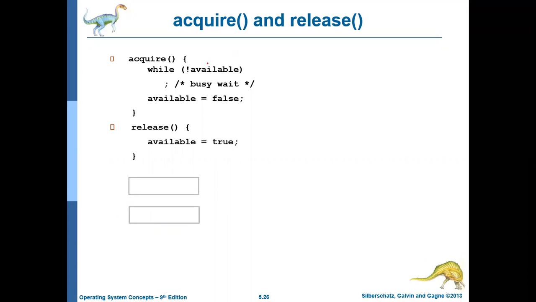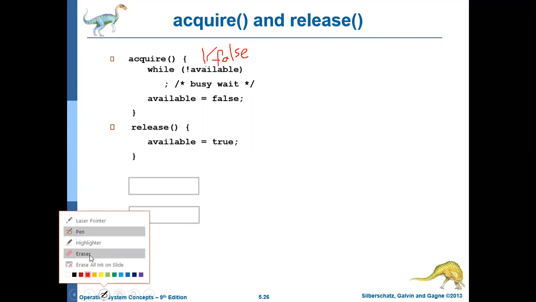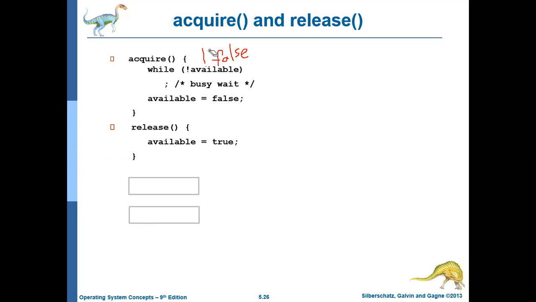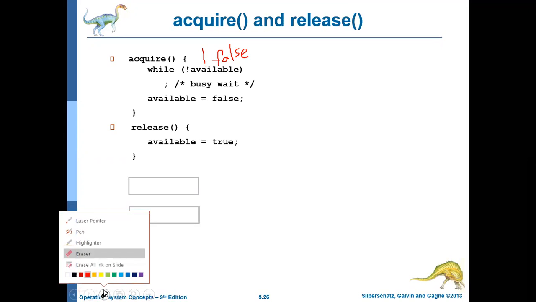If available is false, then not available will be true. If available is false, that means the critical section is not available, somebody else is in the critical section. If not available is true, that means the critical section is not available. In that case, it will be busy waiting. This is called a spin lock.